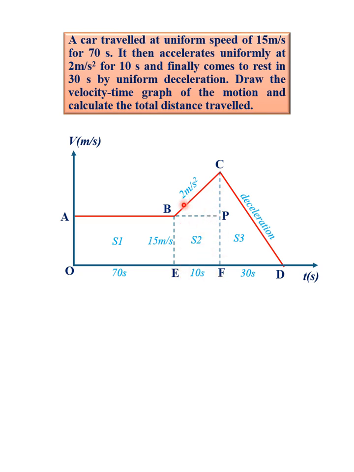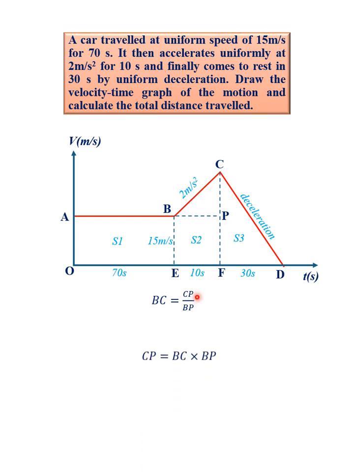So let's consider triangle BCP. Acceleration is 2, time is 10. If this is 10, then this is 10. So we are just going to look for the velocity CP. So BC, which is the slope of this triangle, is equal to CP all over BP.